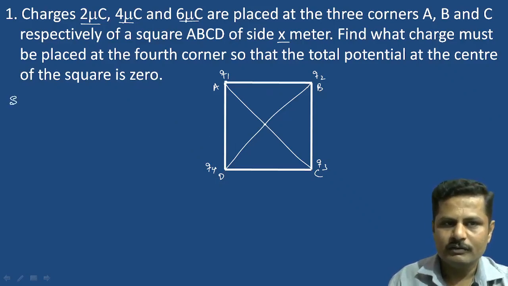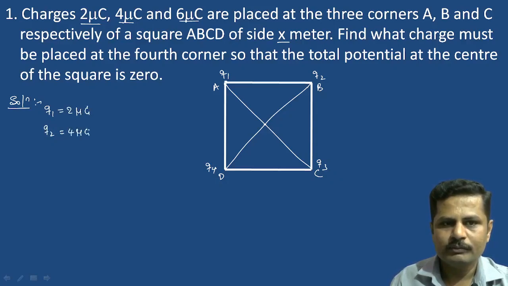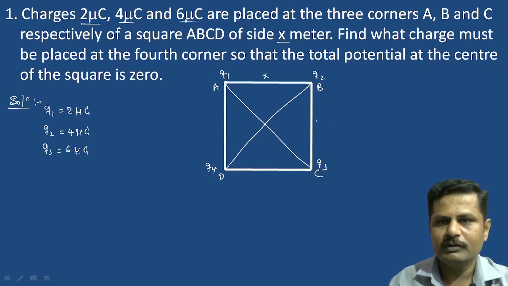So for this, let us consider first the given data, that is Q1, Q2, Q3, which are placed at A, B, C as given here. That is Q1 equals 2 microcoulomb, Q2 equals 4 microcoulomb, and Q3 equals 6 microcoulomb. And the side x meter we have, and we need to find out Q4 so that the electric potential at O should be equal to 0.